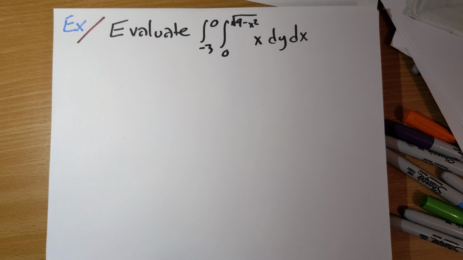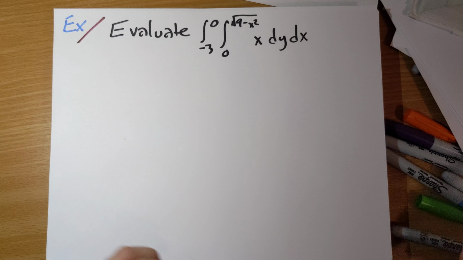Evaluate the double integral. X runs from -3 to 0. Y runs from 0 to the square root of 9 minus x squared, x dy dx. I'm going to do this problem in two different ways. One way is going to be just as a normal double iterated integral, and one's going to be as a polar coordinates integral, and we'll see that we get the same answer.